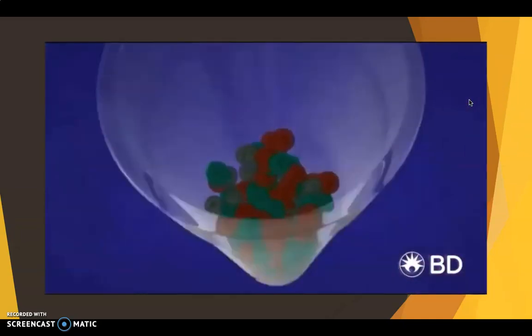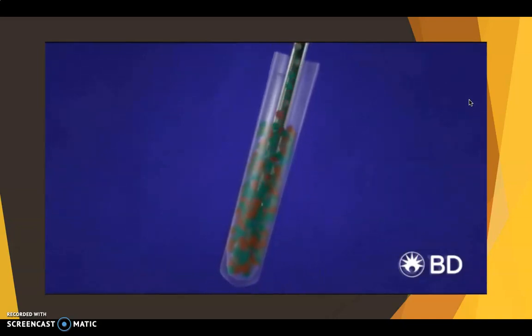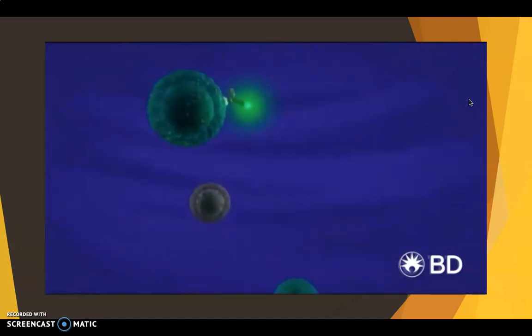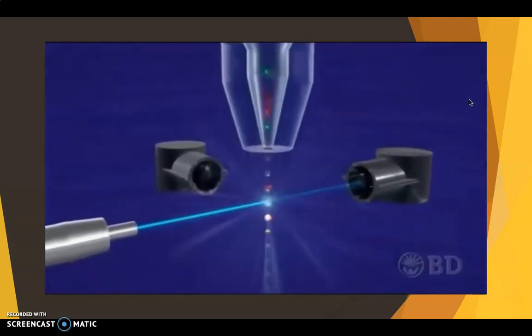So you're gonna watch this video. So flow cytometry is a process of performing measurements on cells or particles that are in liquid suspension. It is a technology that simultaneously measures and analyzes multiple characteristics of single cells or particles as they pass through a beam of light.